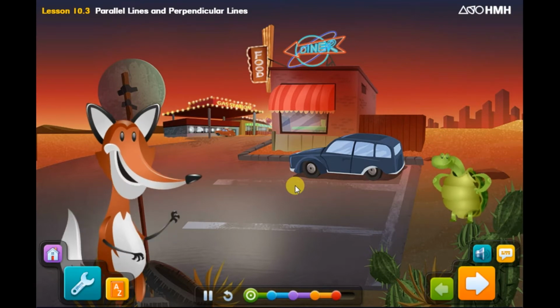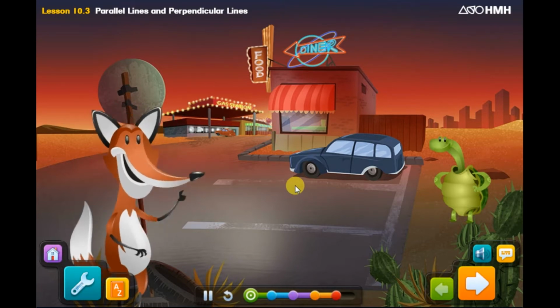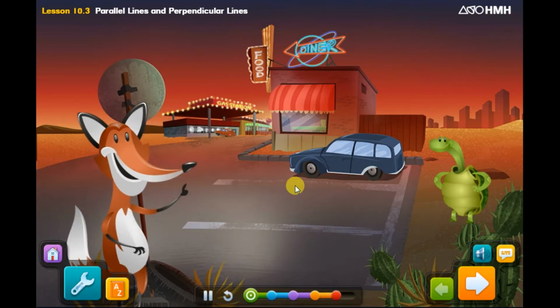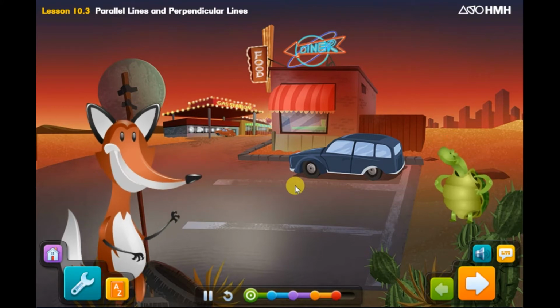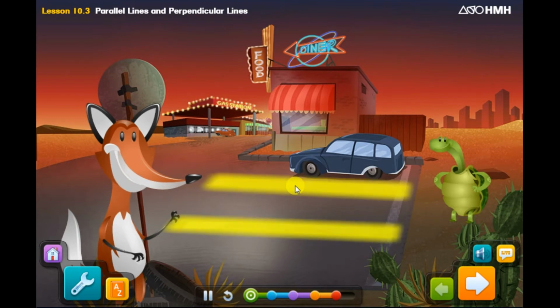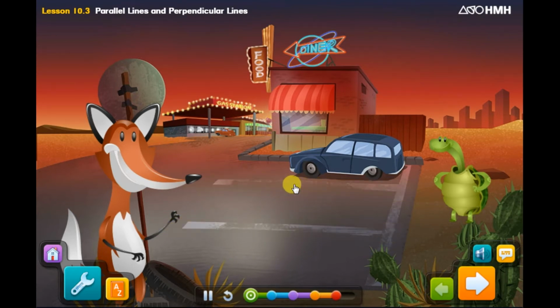Hi there! Taylor and I heard that the owners of the diner are going to repaint the lines in the parking lot this weekend. Sounds like hard work. Taylor and I noticed something about the lines in the parking lot. Take a closer look at the parking lines to see what kinds of lines have been formed. Let's see.